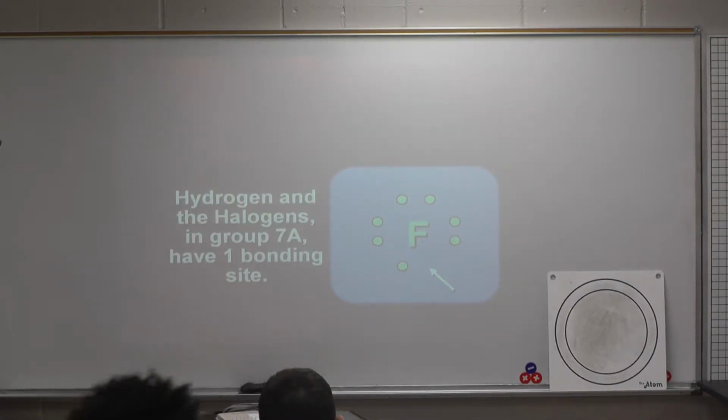No way around it. Anything in the halogen group or group 17 only can have how many bonds? 1. No way around it. Only going to have 1, at least at this level. There are exceptions as you get to higher levels.